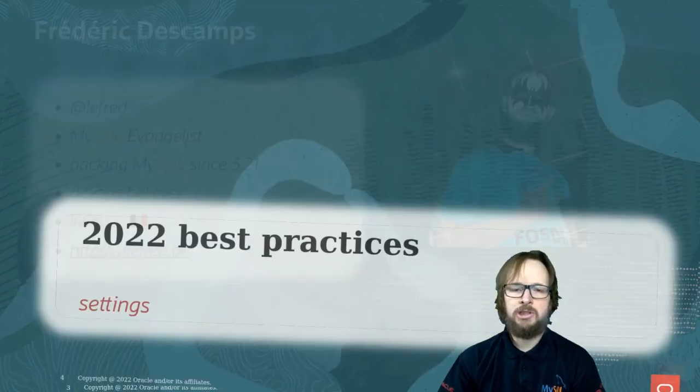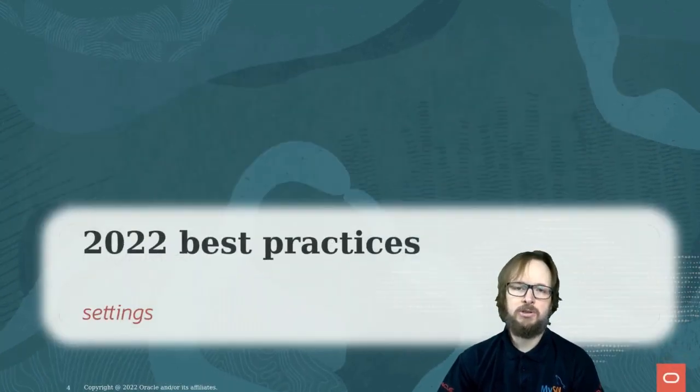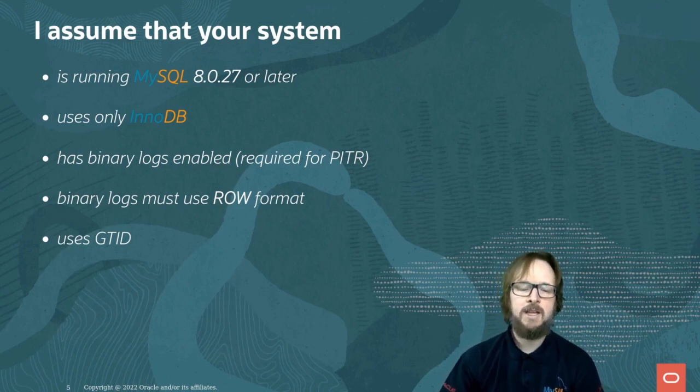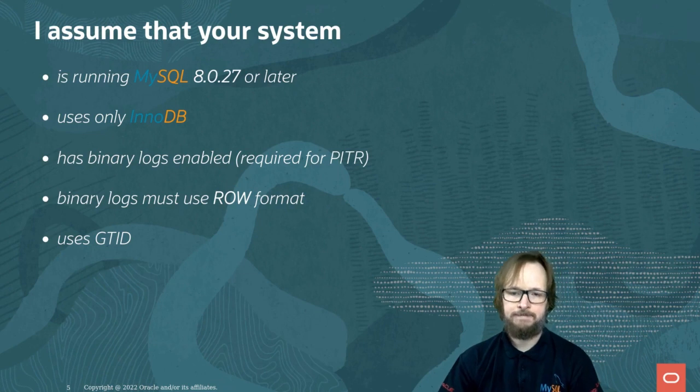So in 2022, there are some best practices when you are using MySQL, and I'm going to cover them right now. So first is that you need to run MySQL 8.0.27 or later. MySQL 8.0.28 just came out this week. Use only InnoDB. Have binary log enabled. It is required for doing point-in-time recovery. And the binary logs must, of course, use the row format. Don't use statement-based or mixed-based replication anymore. And, of course, enable GTID.